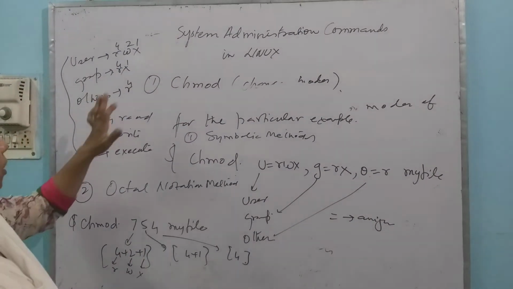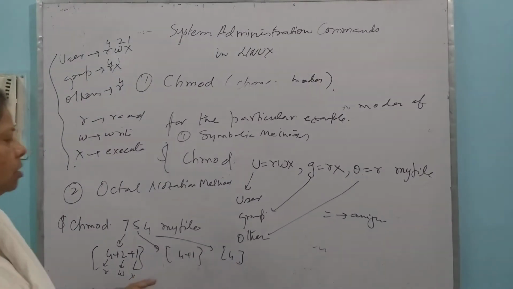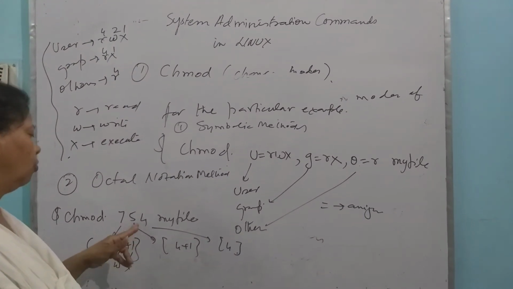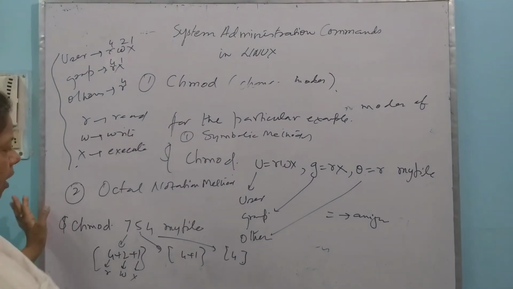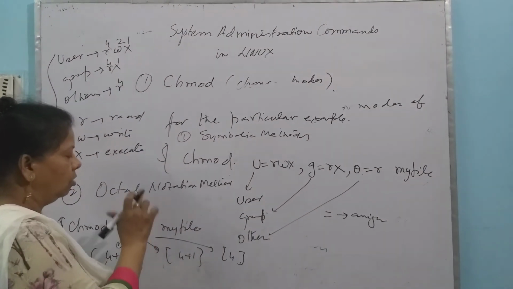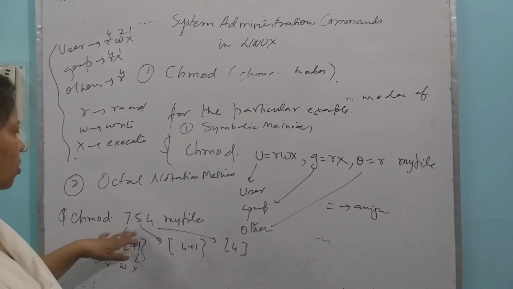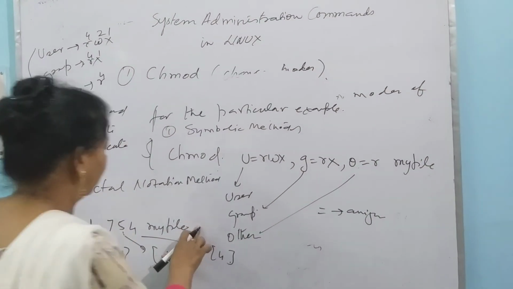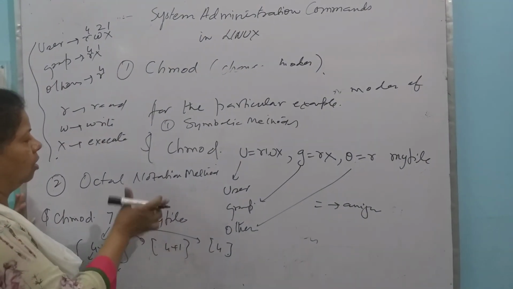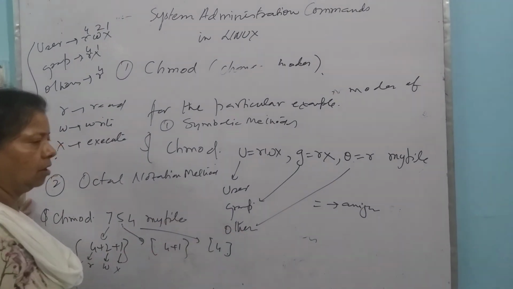Now for the group, we only want 2 permissions, read and execute permission. So we take it as a 5, because we want 2 permissions, and for the others we want only read permission, so we have put here 4. So this chmod 754 my file is the file permissions for my file according to our example, and this is done by the octal notation method. That's it.